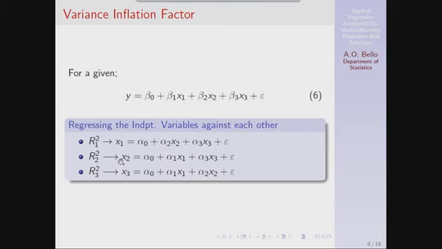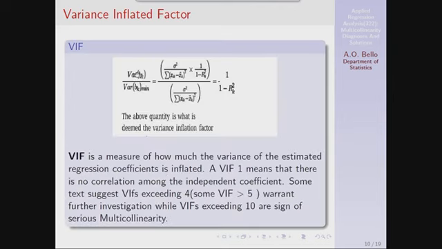We'll do the same thing. Since we are interested in finding VIF for x2 also, we need to get the R squared for x2, using this intercept and slopes, and the same thing for the third one. So this is the derivation for the variance inflation factor, and we say variance inflation factor is a measure of how much the variance of the estimated regression coefficient is inflated. So we want to see how much of the variance is being inflated.